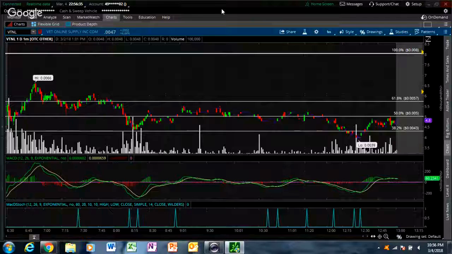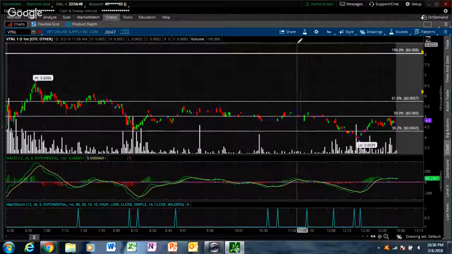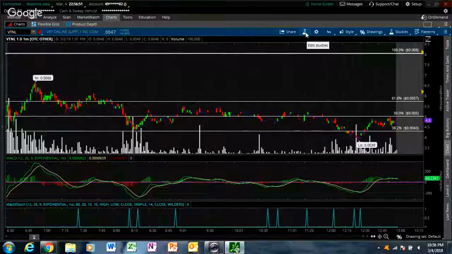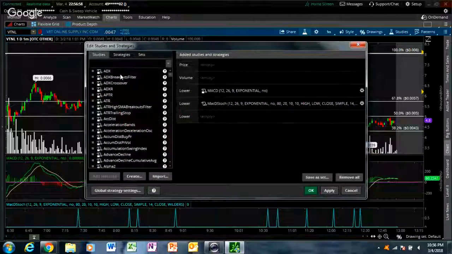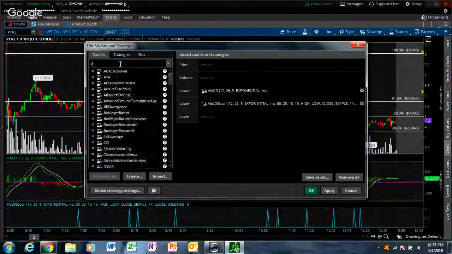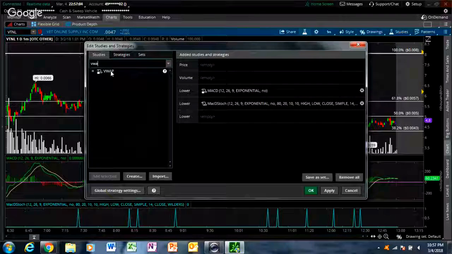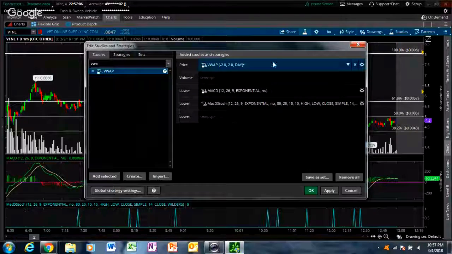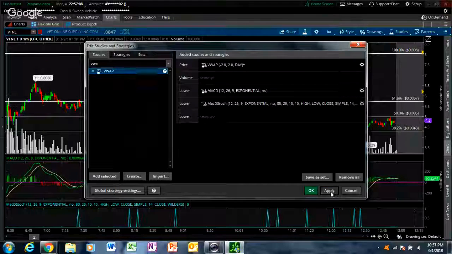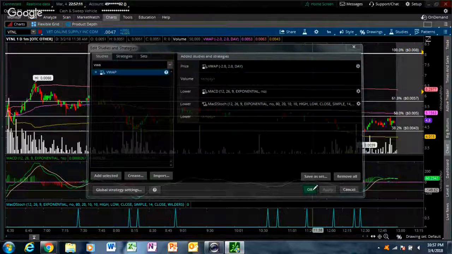Okay, so first things first, how do you get VWAP installed on your computer? The first thing you want to do is come up here to the, I always call this hourglass, it's not an hourglass, but speaker type thing. Edit studies. Come over here to VWAP. Double click. It'll go right into the price area. Hit apply. And then OK.